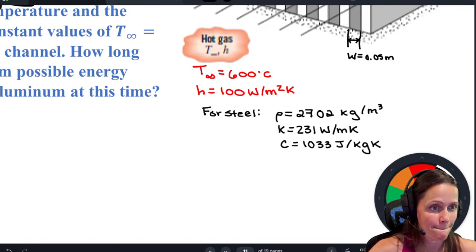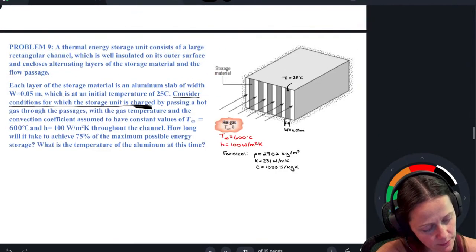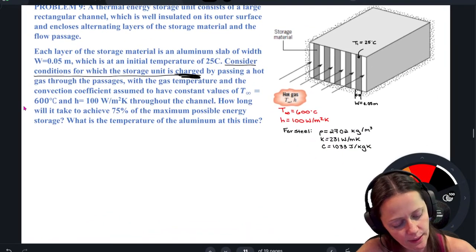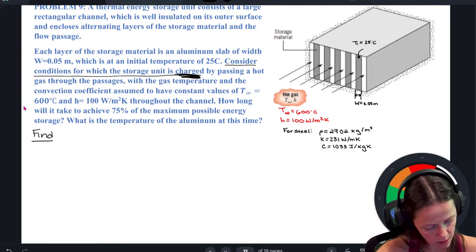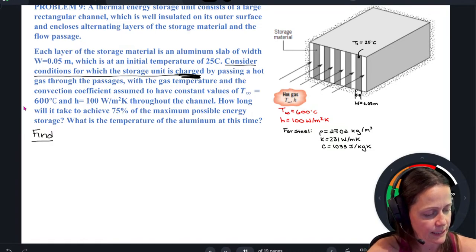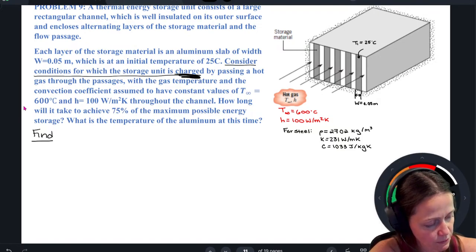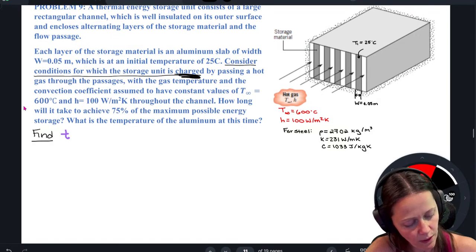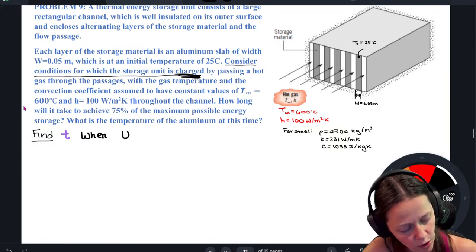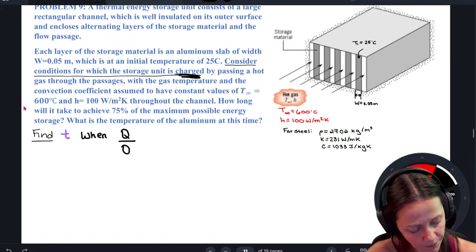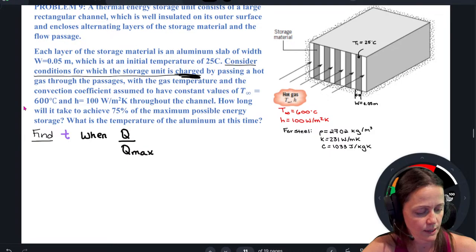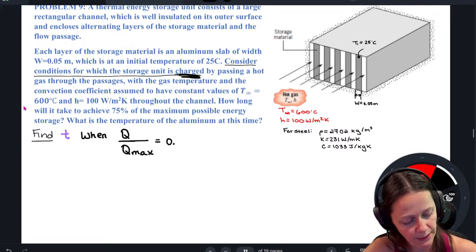Okay. Let's see what else I want to say. I don't guess I want to say anything else. This is fine. So I want to find how long it will take. I want to find the time when Q over Q max is equal to 0.75.